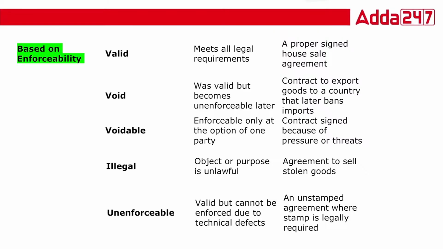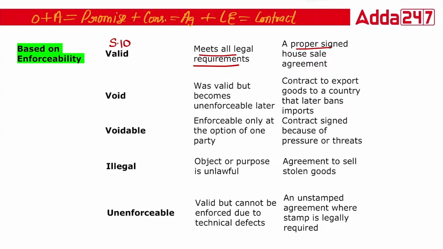Valid contract, section 10. Let's talk about the valid contract, which meets all the legal requirements. The formula that I have just sent you: offer plus acceptance is equal to promise, plus consideration is equal to agreement, plus law enforceability is equal to contract. So this is the formula of contract. A properly signed house sale agreement is a valid contract. So this is clear to all of you.